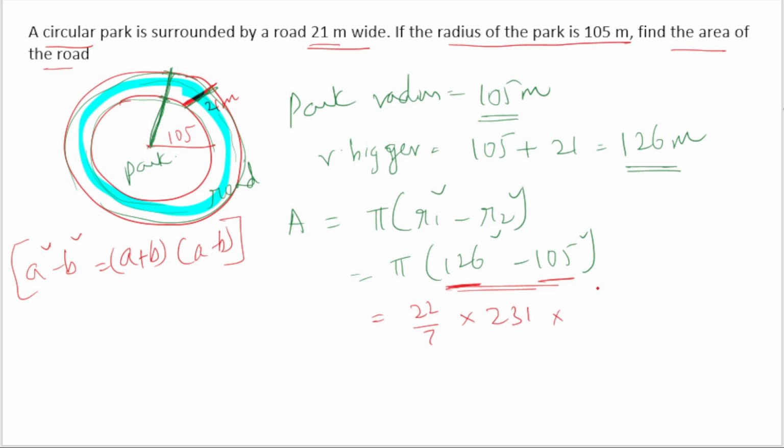231 into 126 minus 105 is 21. So here 7 into 3 is 21. So it is 231 into 66. If you simplify, you'll get the answer as 15246. This is the area of the road. Next question.